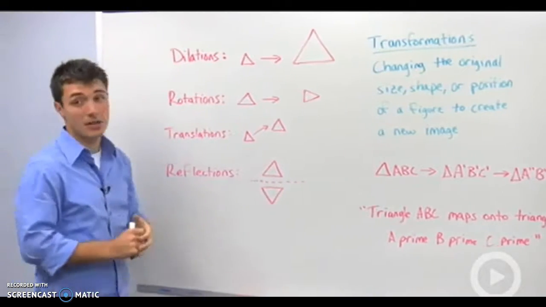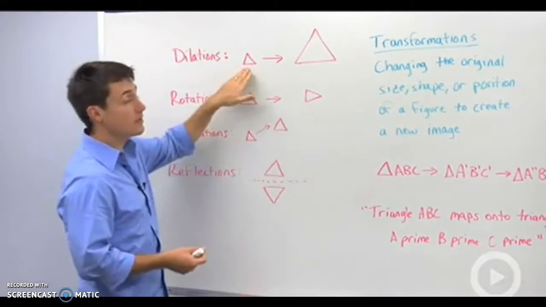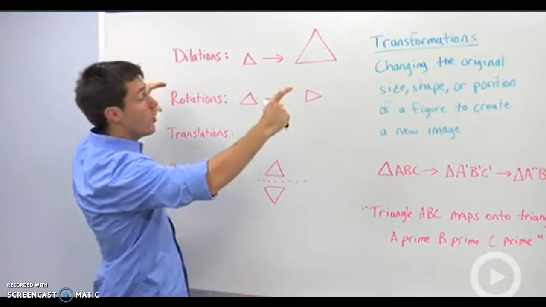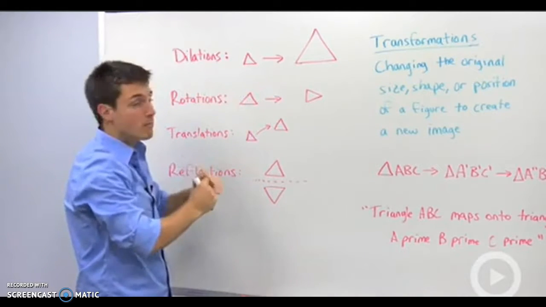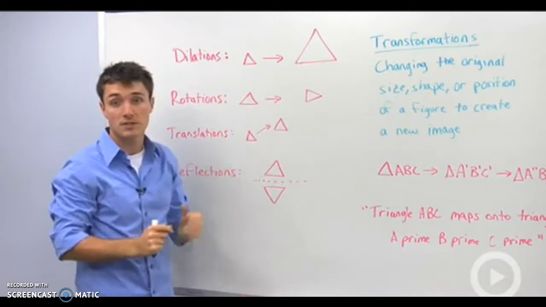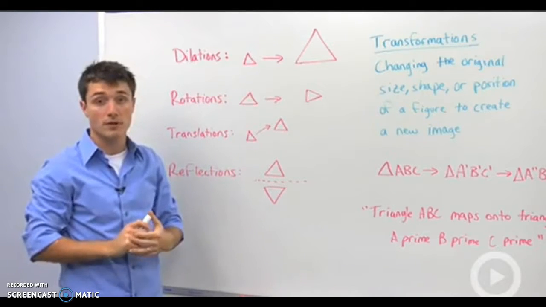The first type is a dilation. And dilation is taking a figure and either enlarging it or making it smaller and reducing it. But you're going to keep the dimensions, those ratios, the same. So you're going to create similar figures.